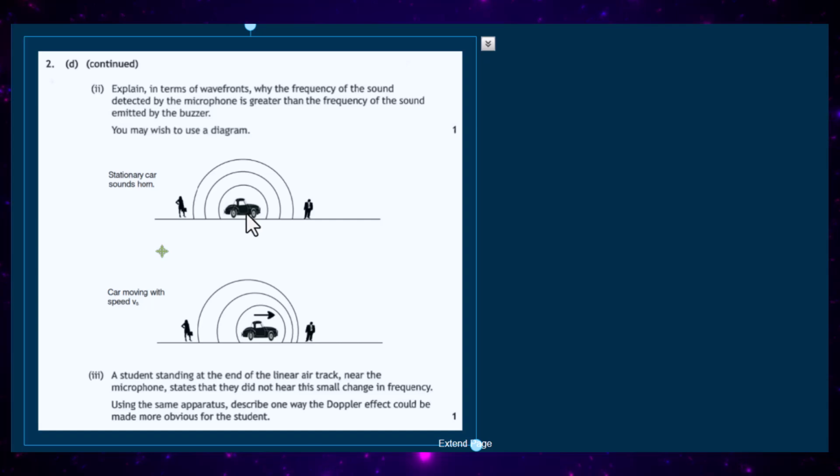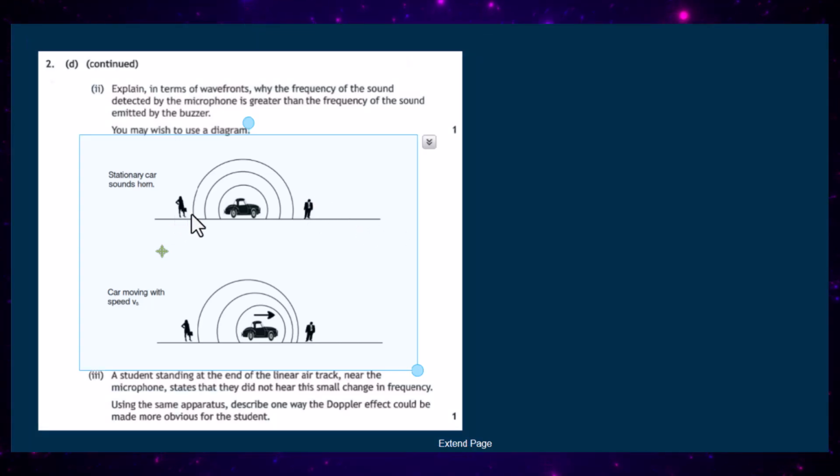If it's not moving, all these sound waves radiate out like that with a constant wavelength. So this person here would hear the same frequency, count the same number of waves, as that girl here would count the same number of waves. Therefore, that person would hear the same frequency as this person here.